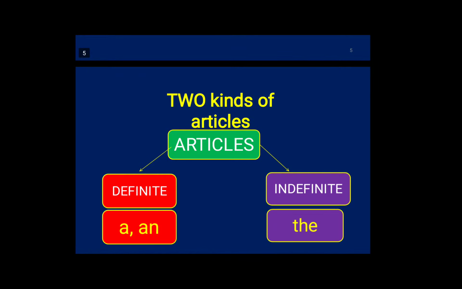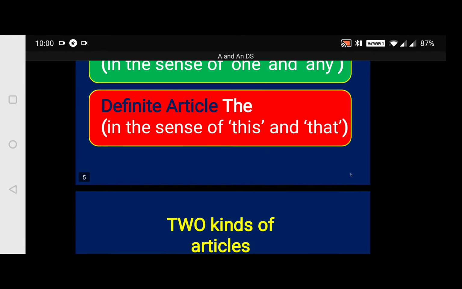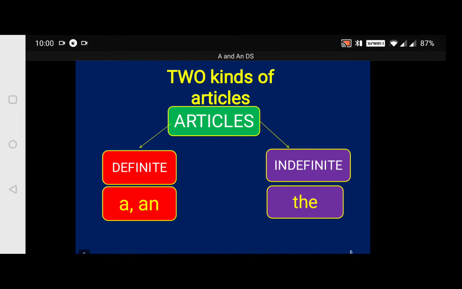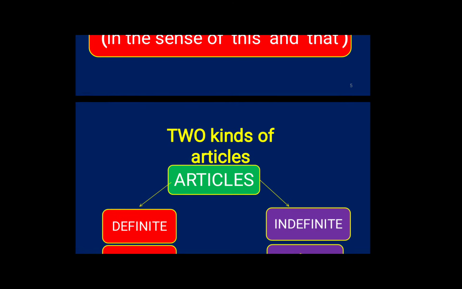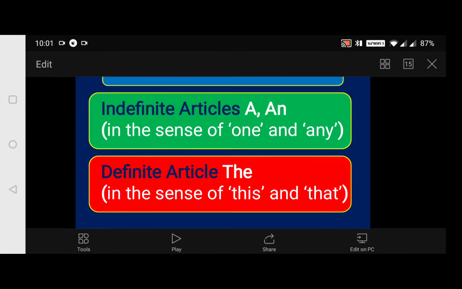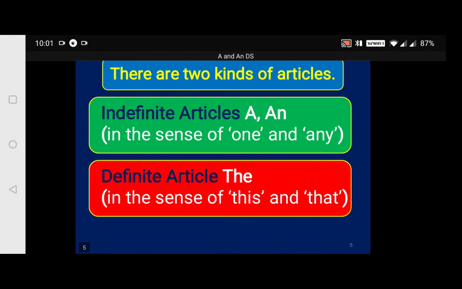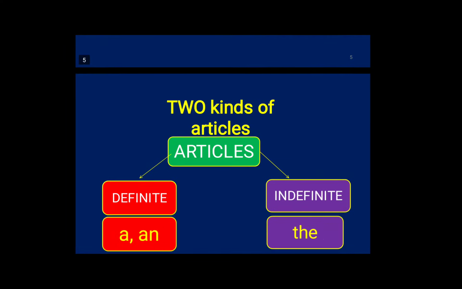Now, moving to our next slide. Two kinds of articles I told you just now, definite and indefinite. So what comes under definite? A and an. So here, okay, it's some mistake. Indefinite articles A and an come under indefinite article, and the comes under definite article. Okay, here is a mistake, but you don't concentrate on that slide. Have focus on this slide. So a and an, we call them indefinite, and the is called the definite article. Okay. Now next.